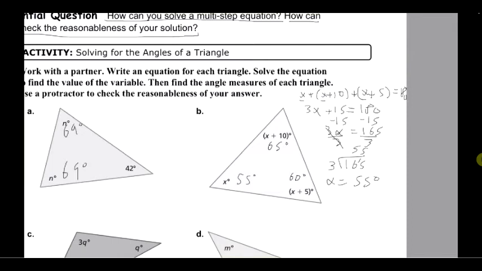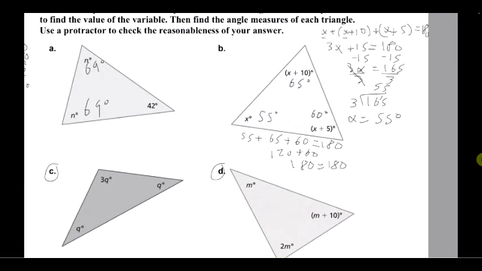So the question is, does this check out? Does 55 plus 65 plus 60 equal 180? 55 plus 65 is 120, plus 60, and 120 plus 60 is 180. 180 equals 180. We've done some fantastic math.